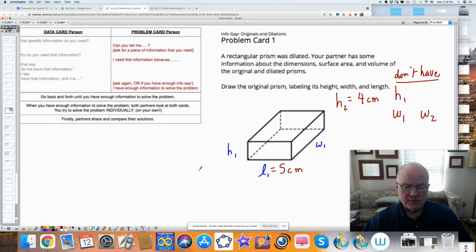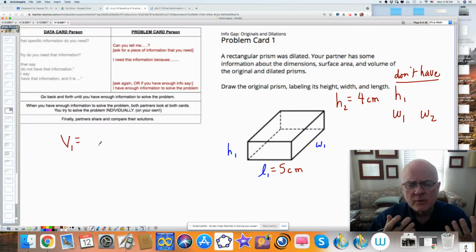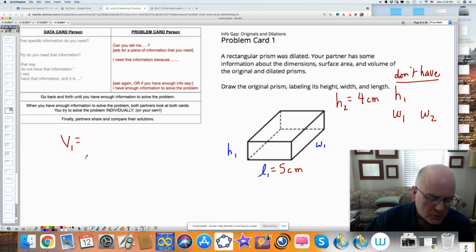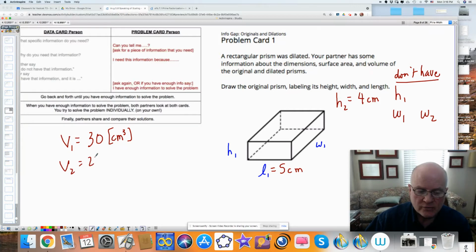Okay, what specific information do you need? Do you have the volume 1? Why do you need that information? Well, if I knew the volumes, then I could find the scale factor. If I knew the volume and I knew the height, then I could find the width. So you see how you're processing this information. Why do you need it? What are you going to do with it? The volume of this first one was 30 centimeters cubed. And the volume of the second one, when asked, was 240 centimeters cubed.